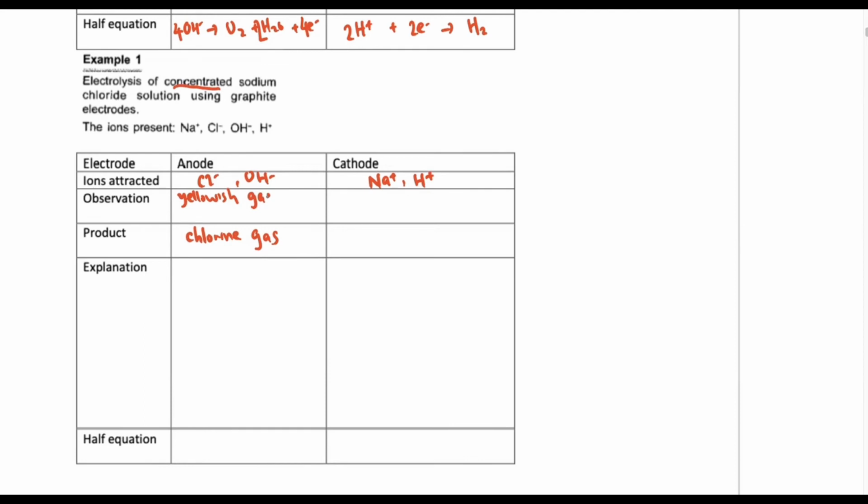So the chlorine gas. And we have sodium and H+. Who is going to form product? Of course, it is H+. So hydrogen gas.